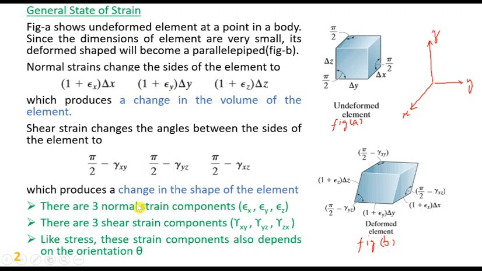As was in the case of stress, same is for strain. There are three normal strain components, epsilon x, epsilon y, epsilon z. There are three shear strain components, gamma xy, gamma yz, gamma zx. Like stress, these strain components also depend on the orientation theta.